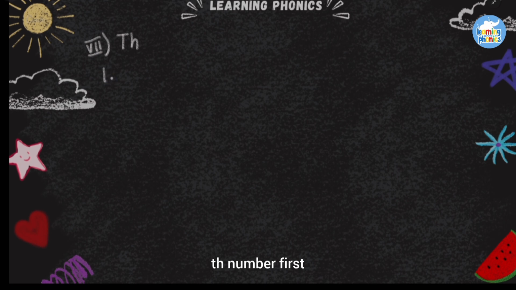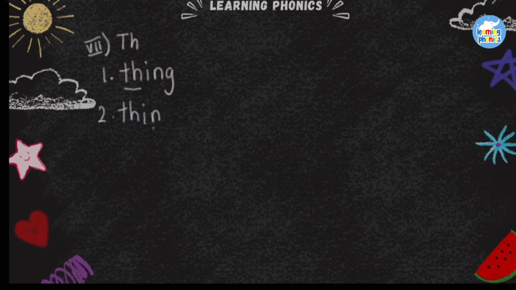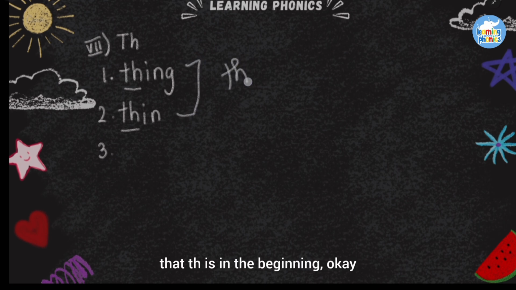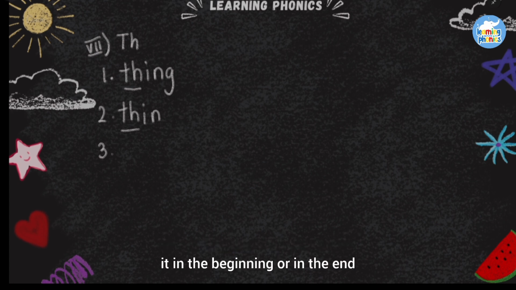Okay, so we are going to see th number first. Th, i, ng, thing. See now how th is there, ng is also there. See that digraph is also there. Okay, number two we are going to see is th, i, n, thin. See, now in these two words we have seen that th is in the beginning. Okay, it's not like you are always going to find it in the beginning or in the end. It is going to come anywhere.